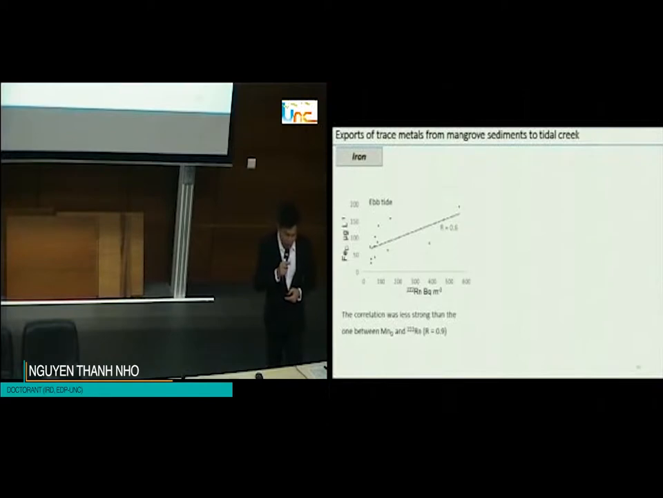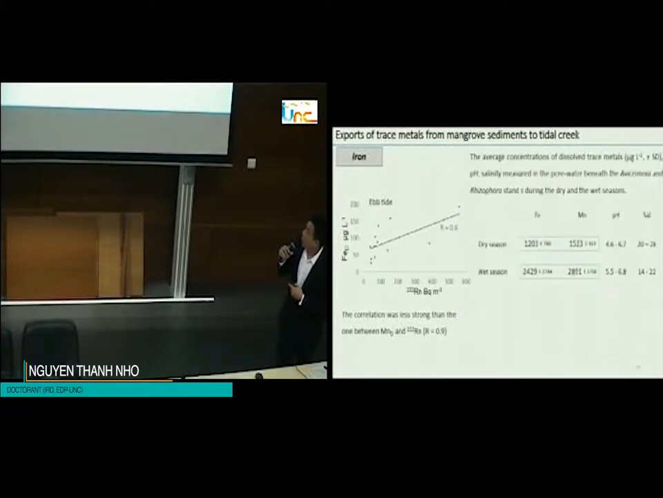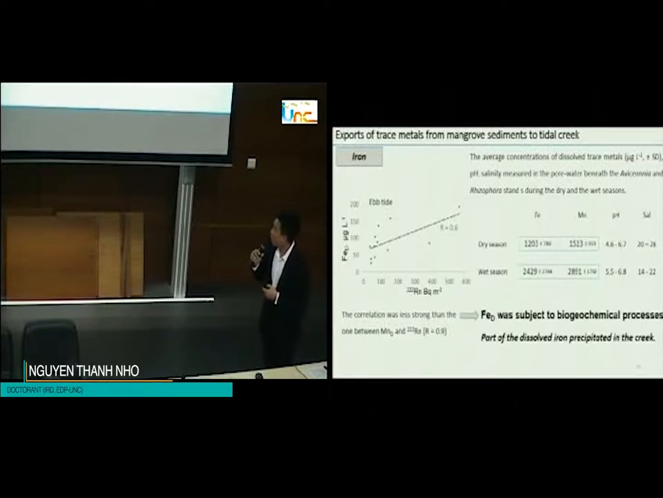For iron, the correlation between the dissolved iron concentration and radon was less than the one between the dissolved manganese and radon. Considering the dissolved iron concentration was in the same range as the dissolved manganese concentration in pore water during dry and wet season, this research implied that the dissolved iron was subject to biogeochemical process, and we suggest that a part of the dissolved iron may be precipitated in the creek.